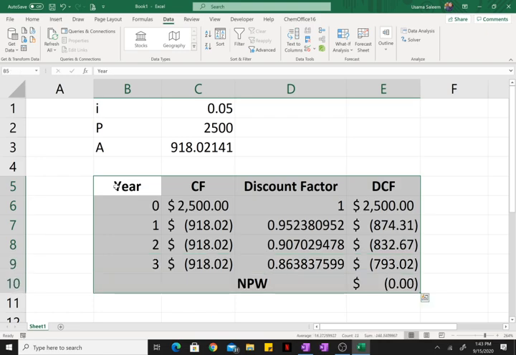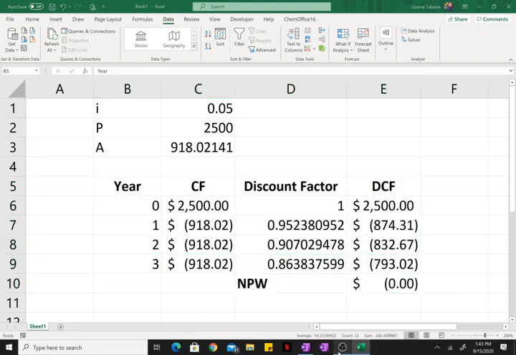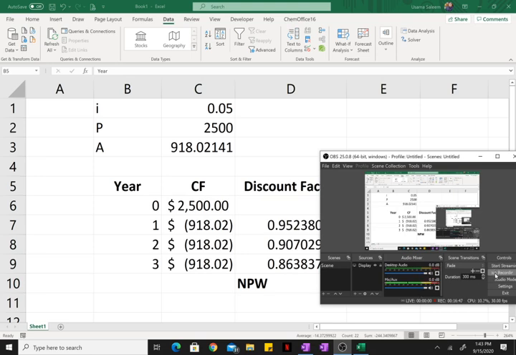using this method that I've showed here. And I hope this was helpful, and we'll be back with more time value problems.